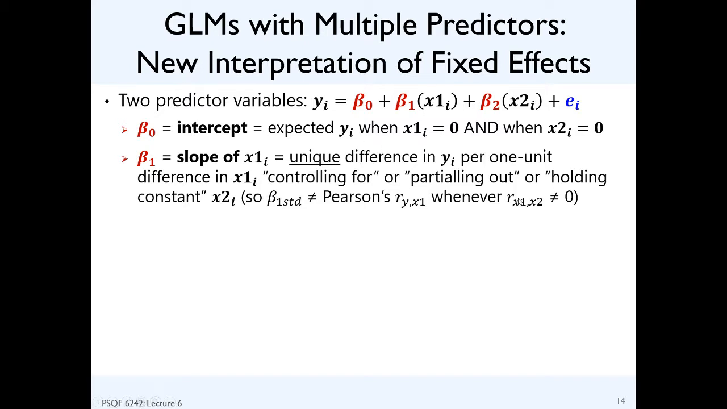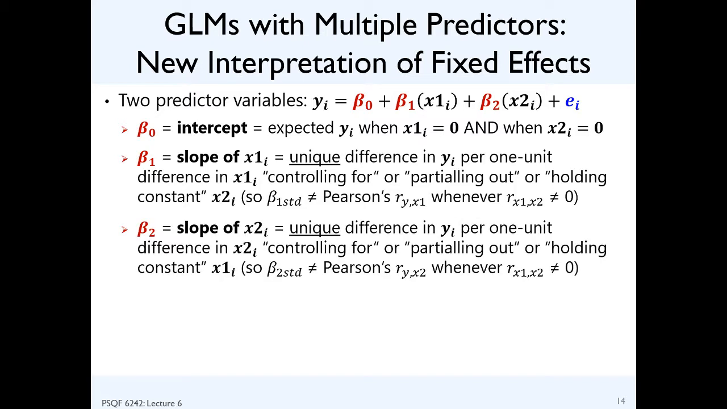So whenever x1 and x2 are correlated, the slopes that you get here will be different than what they would be if either predictor were by itself. Not necessarily smaller, although that's usually what happens, but different. Because the correlation between the two makes them sort of fight it out for who's getting credit for what each one can bring. The slope of x2, same way. It's the unique effect on y of x2 after controlling for x1.